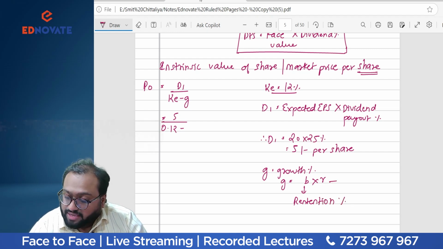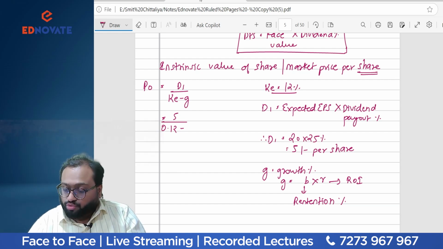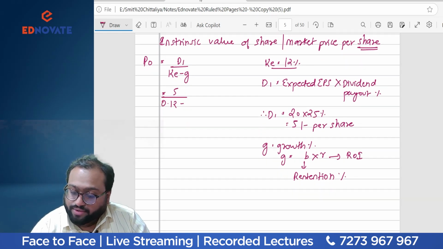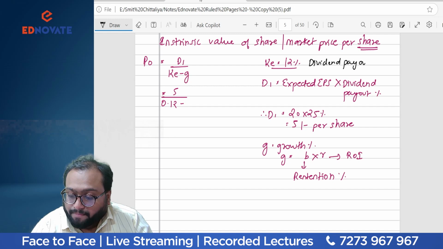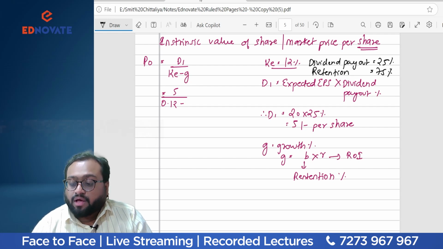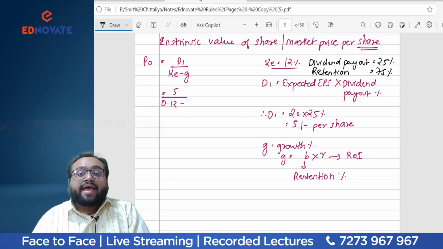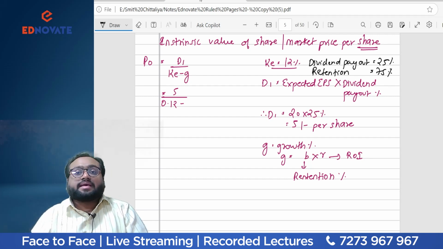Retention percentage, and R is your ROI. Since the dividend payout ratio is 25%, that means retention of the company will be 75%. Out of EPS, 25% will be distributed as dividend and 75% will be kept by the company in the form of retained earnings.